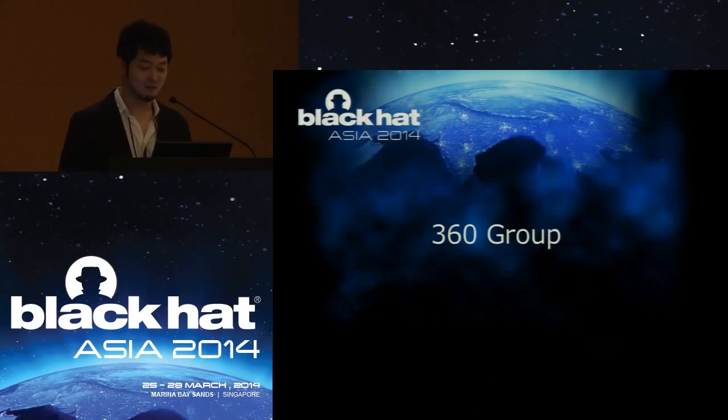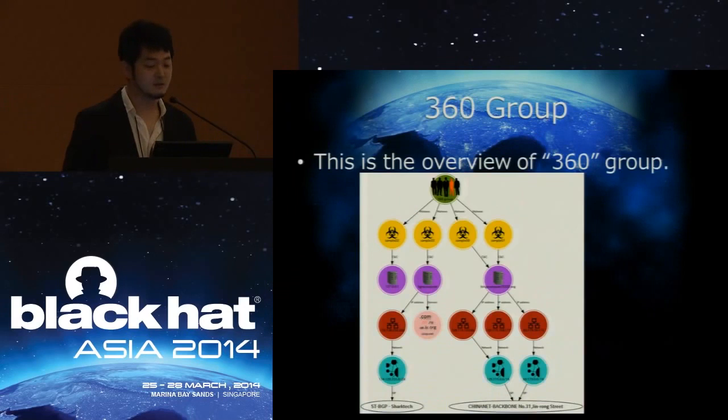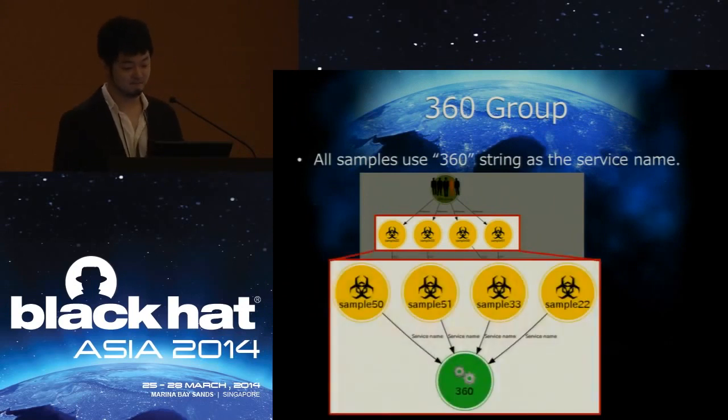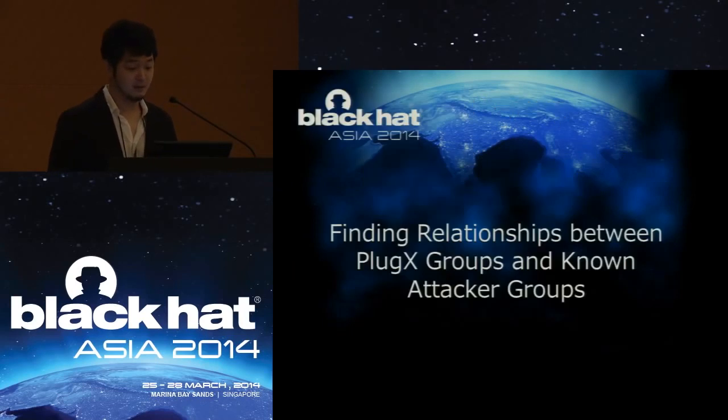Anyway, next, 360 group, the last one. This is the overview of the 360 group. All samples use the 360 string as the service name, like this. That's it for classification. We have found 7 groups. Now let's take a look at the relationships between PlugX groups and known attacker groups.